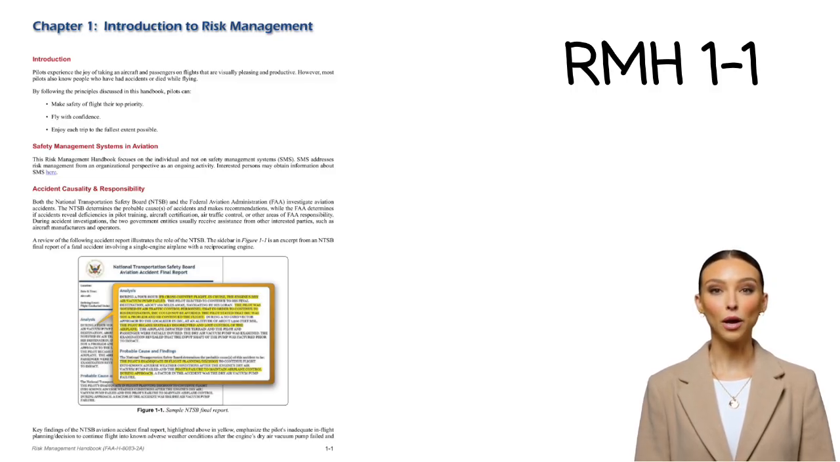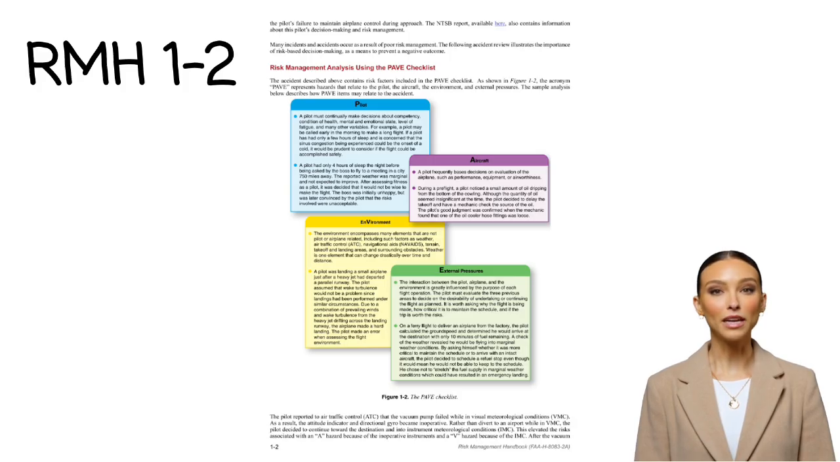The sidebar in Figure 1.1 is an excerpt from an NTSB final report of a fatal accident involving a single-engine airplane with a reciprocating engine. Key findings of the NTSB Aviation Accident Final Report, highlighted above in yellow, emphasize the pilot's inadequate in-flight planning decision to continue flight into known adverse weather conditions after the engine's dry air vacuum pump failed, and the pilot's failure to maintain airplane control during approach. The NTSB report, available here, also contains information about this pilot's decision-making and risk management.